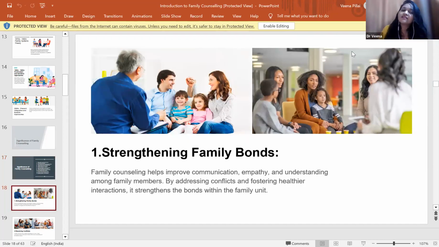So when it comes to strengthening family bonds, family counseling, like I told you, helps to improve your communication. It also helps you to understand the other person, what the other person is going through, to have empathy, and it helps to resolve conflicts and have healthier interactions, instead of blaming each other or falling into blame games or blaming traps. It helps to have healthy conversations between family members and resolve the conflicts. It strengthens the bond within the family.